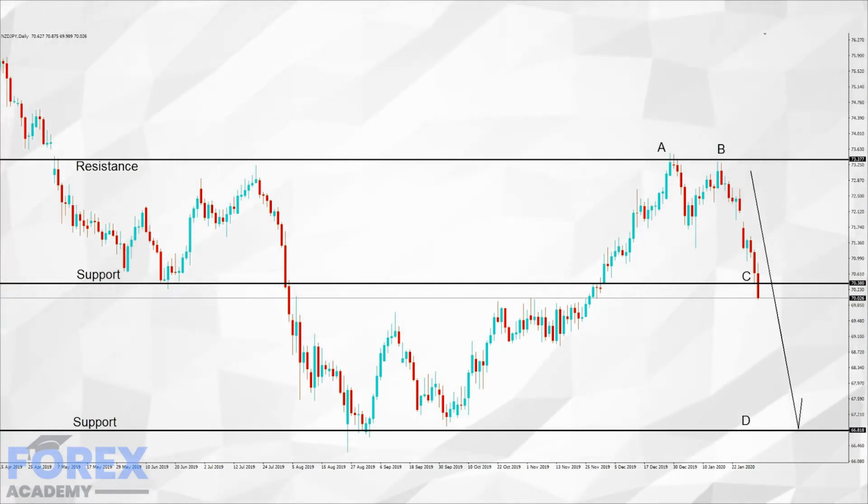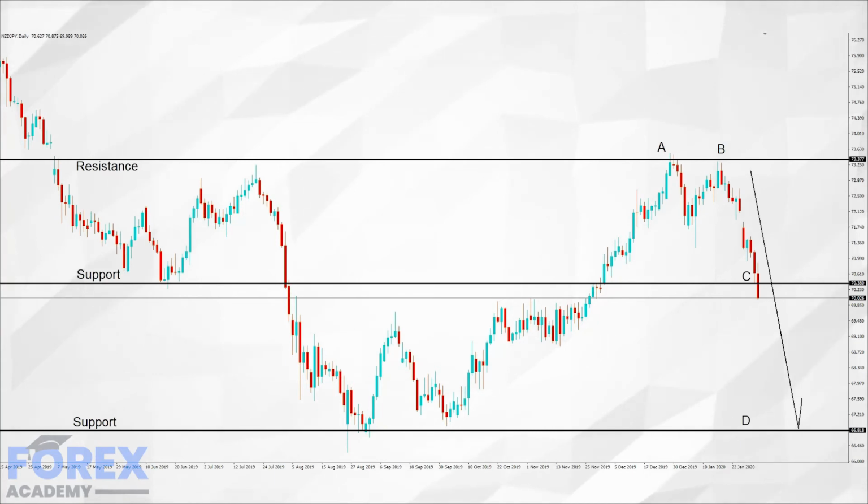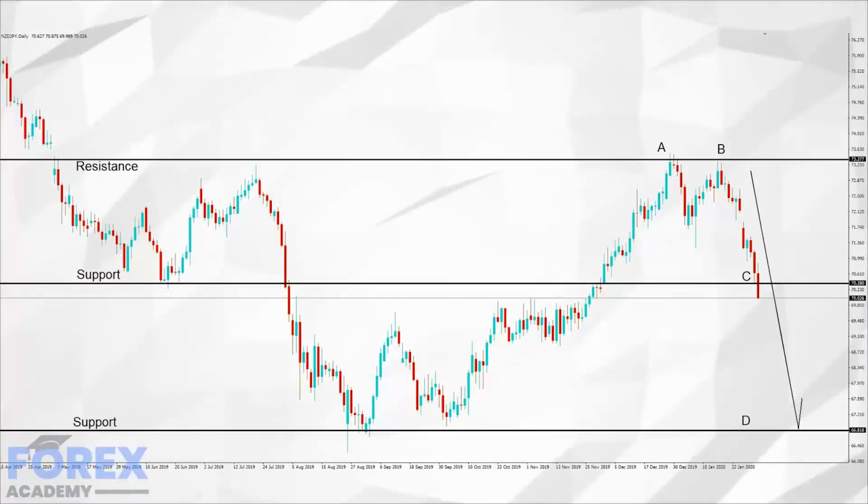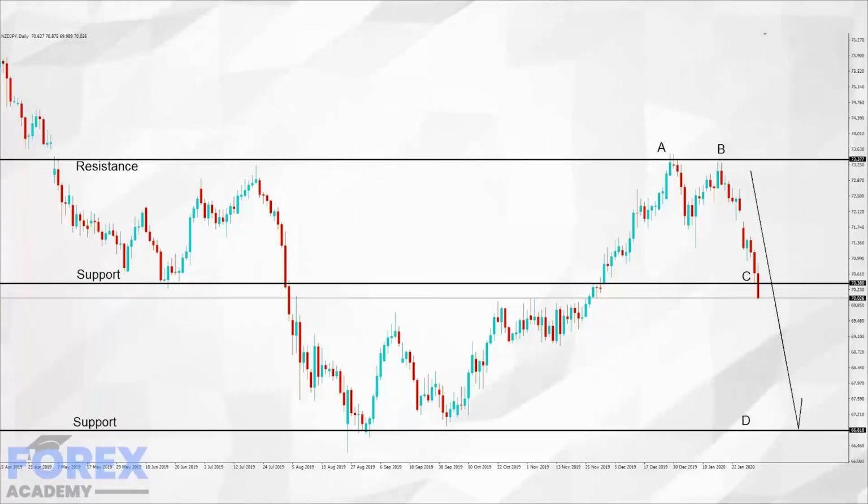Price action failed to reach the resistance line at 73.40 on 2 separate occasions. Recently, we can see that the New Zealand dollar has fallen against the Japanese yen and breached the support line at position C. And this price action coincides with the weakening of the New Zealand dollar due to its dependency on exporting to China, coupled with the fact that the yen is being bought because of its safe haven status.